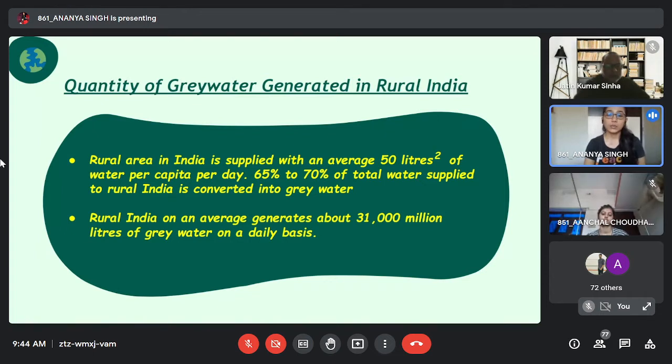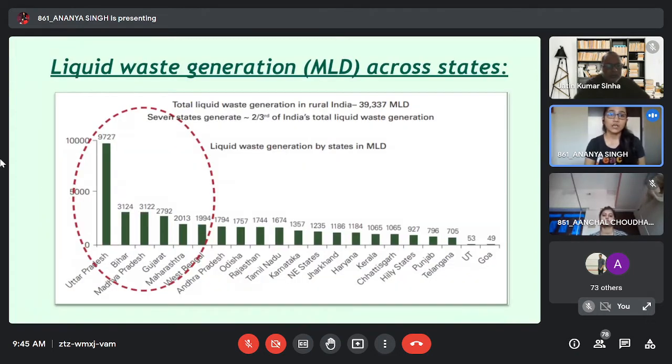This primarily includes wastewater from the kitchen, bathroom, and laundry. The volume and nature of grey water varies with the lifestyle of the population. An extremely important determinant of the volume and nature of wastewater is economic status and access to water source. Statewide generation of liquid waste is given in the next slide.